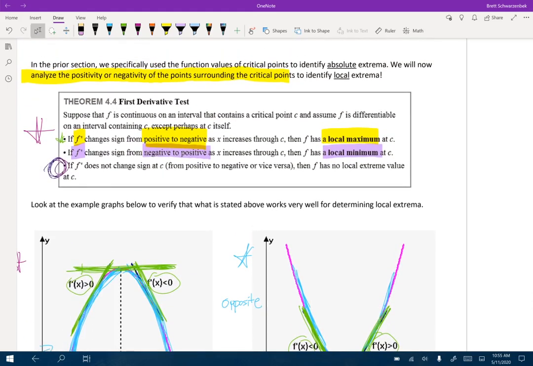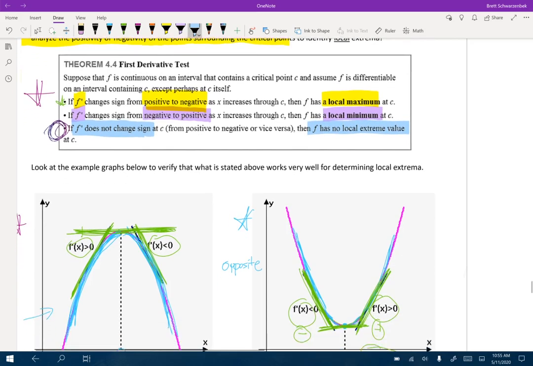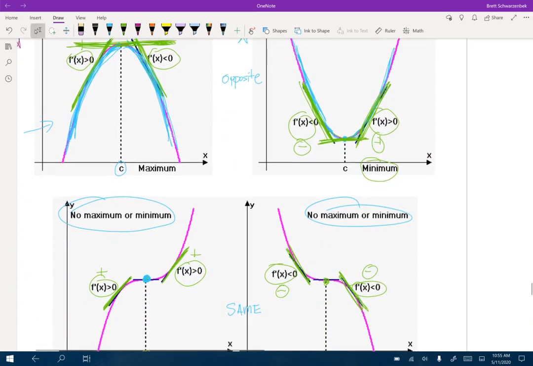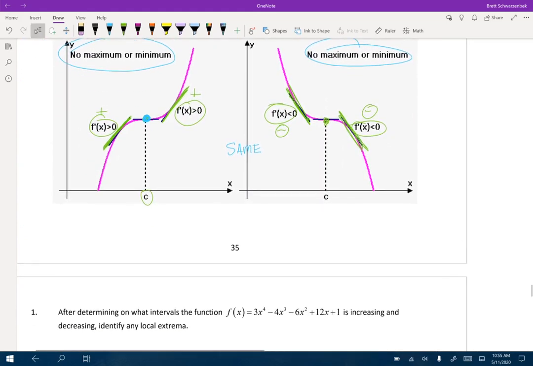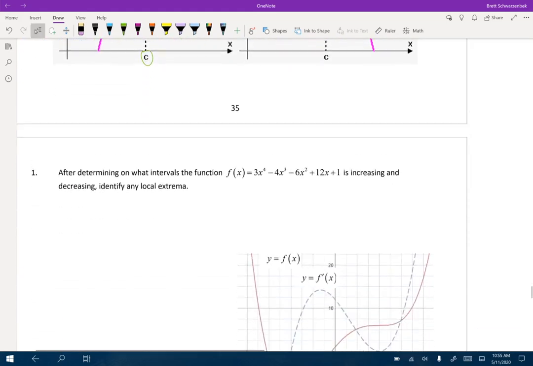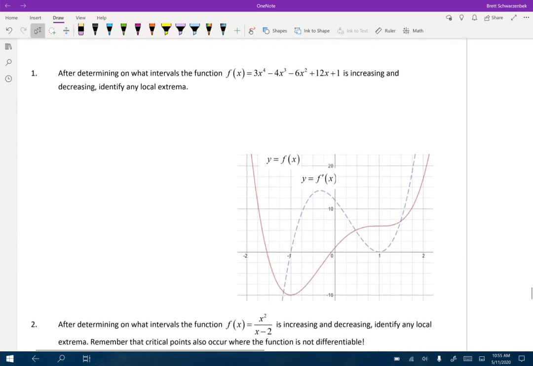And that's what this says here. It says if f prime does not change sign, positive to negative or negative to positive, then f has no local extreme value at that point. That is the first derivative test in a nutshell. As long as you get that, then when we do the example problems, you're going to see why this all comes together very nicely.